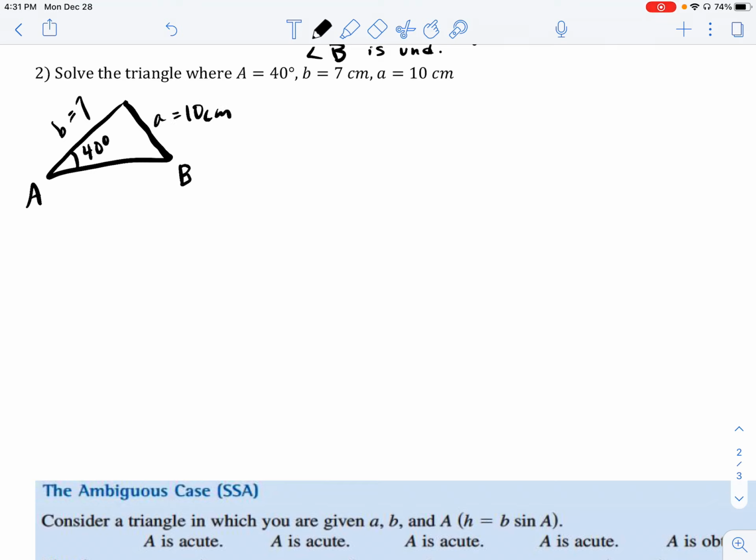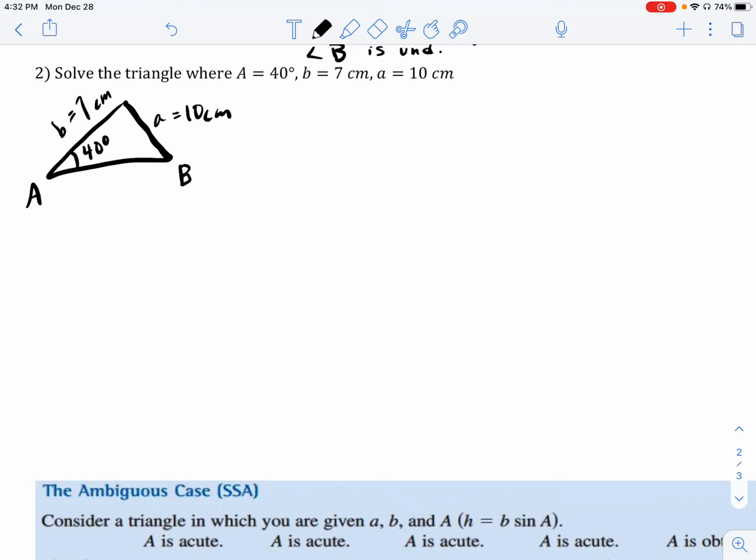And so we've got an SSA case here, right? We've got two sides and we're given an opposite angle. As soon as you see that it's SSA, you should be on high alert. You should be bracing yourself for the possibility that we have 0, 1, or 2 triangles. So I encourage students, as soon as you know that it's an SSA, you've got to be extra careful here. You want to consider those possibilities.